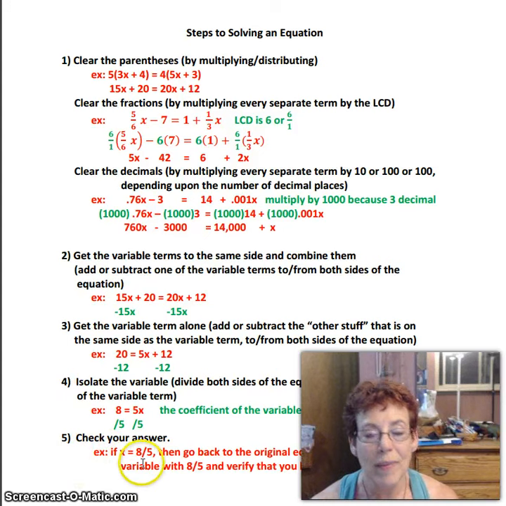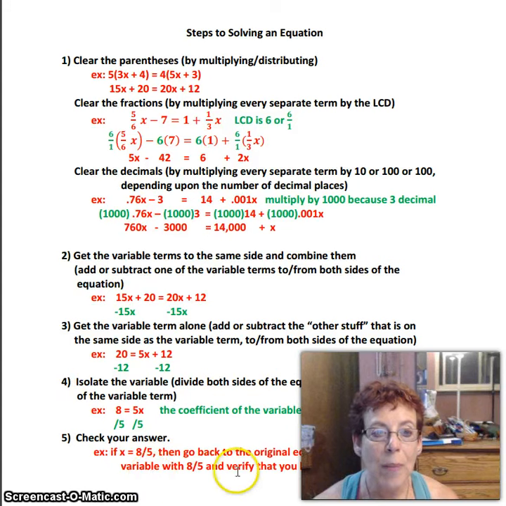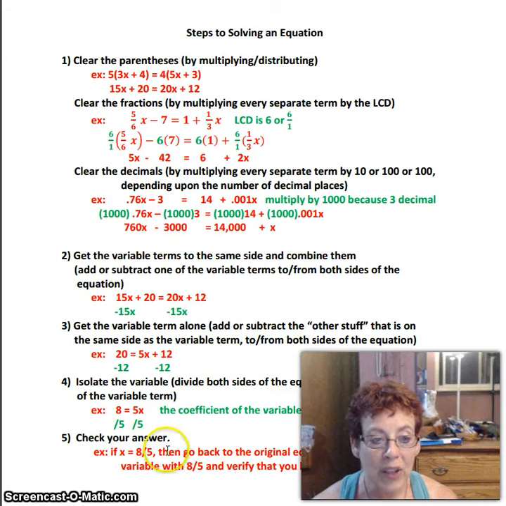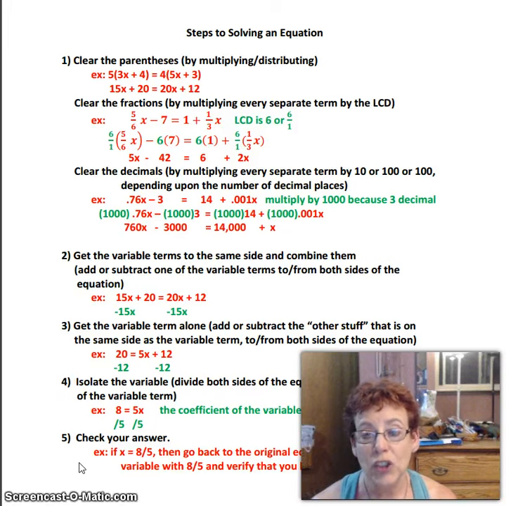Once you get an answer, it doesn't matter what the answer is, you have to go back to the original equation, the one we started with. Plug that number in, replace the variable with the answer you got, and then work through using PEMA, P-E-M-A, parentheses or package, exponents, followed by multiplication or division, then that followed by addition or subtraction. When we're doing the multiplication and division, we work from left to right. When we're dealing with the addition and subtraction, we also work from left to right.